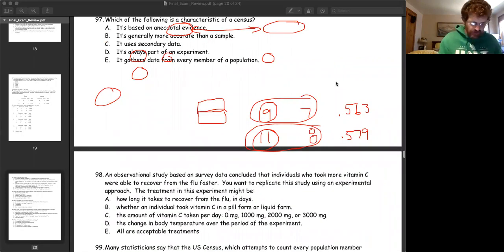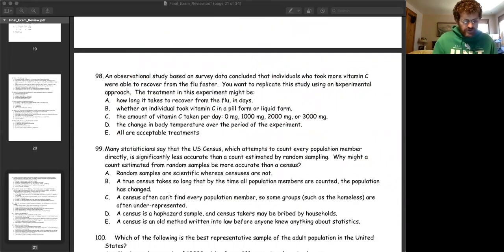98 is just asking, we want to set up an experiment. We've already seen an observational study that indicates that vitamin C helps you recover from the flu faster. Now we're going to create an experiment. And what are the treatments going to be for this experiment? Since vitamin C is the explanatory variable, if you will, it's the treatment that we're thinking is going to have some kind of a causal effect on the length of the flu. We are going to administer different amounts of vitamin C, which would be right here. That would be the treatments given to our participants.